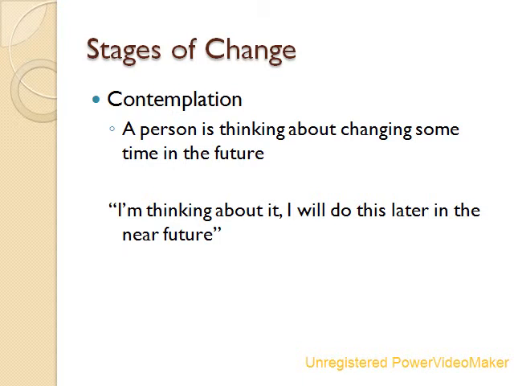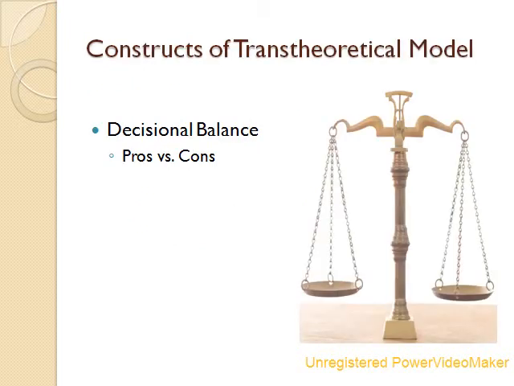Stage 2, contemplation. In this stage, a person is thinking about changing sometime in the future, could be next week, or maybe next year. It all depends on the motivation. So the decisional balance process is when a person is thinking about taking action. Here a person will weigh their pros and cons for taking that action. This is an important construct to the Transtheoretical Model because this is where a person determines whether or not he or she will continue moving towards a health behavior change.